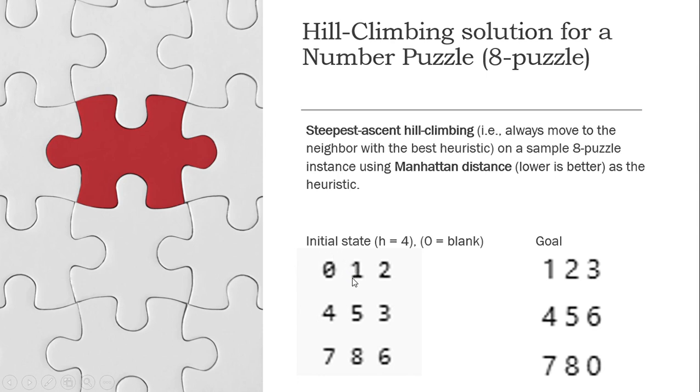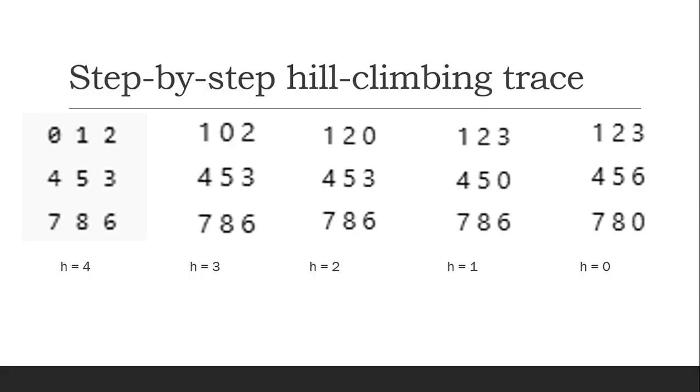1 is not at the proper place, 2 is not at the proper place, then 3 is not at the proper place, and 6 is not at the proper place. Proper place means if the initial state and goal state are matching, they are at the proper place. Not proper means the initial state and the goal state are not matching. So let us check step by step the hill climbing trace.